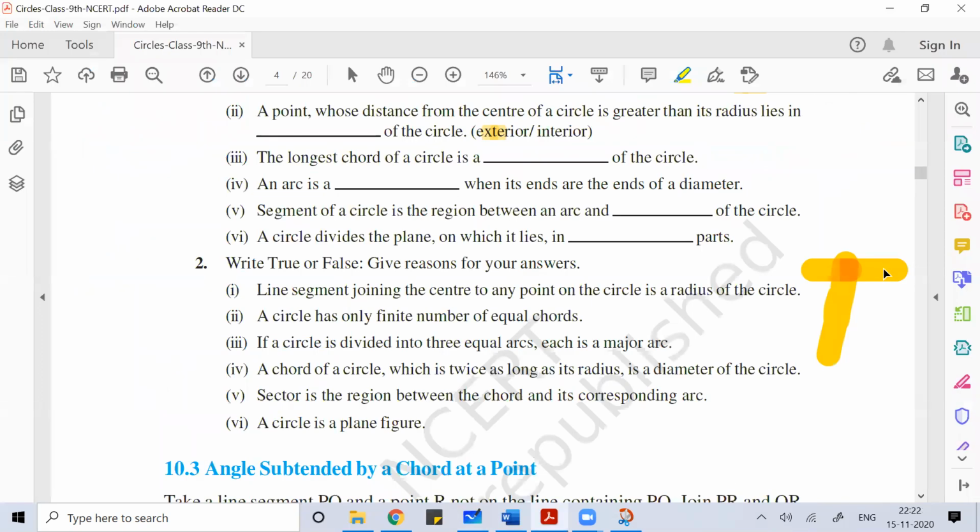Then, a circle is a plane figure. True. It's a two-dimensional figure and it can be drawn on the plane. Fine. So I hope there's no doubt on this part.